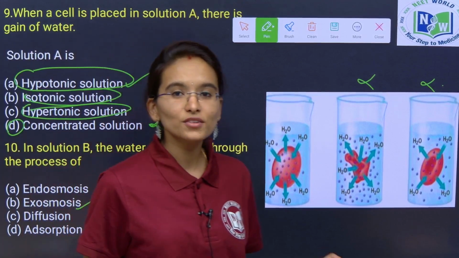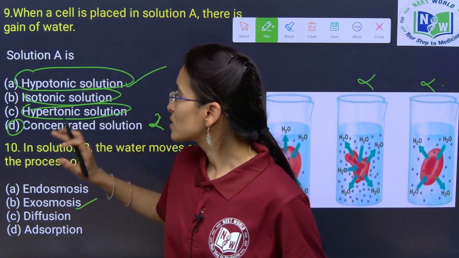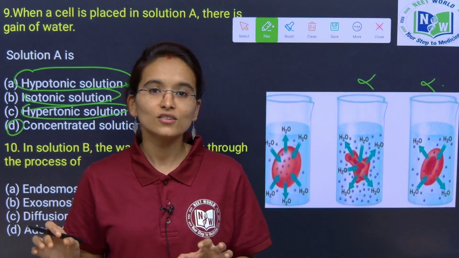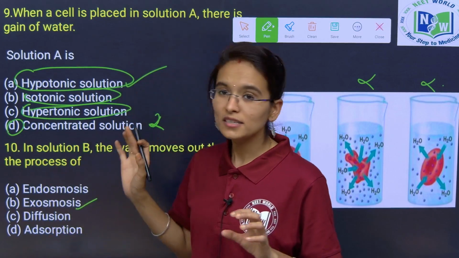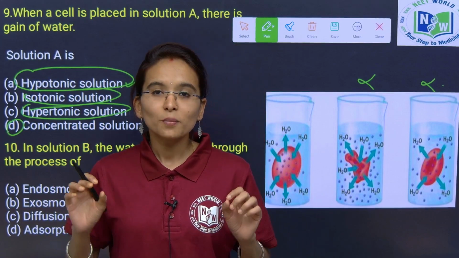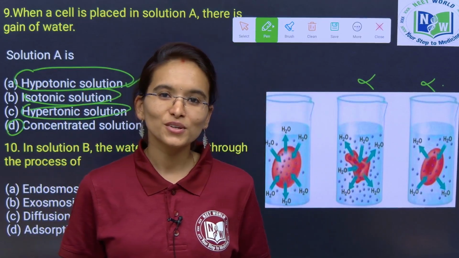Clear, children? Clear with the concept? Clear with all the most important case study questions? These types of solutions, isotonic, hypotonic and hypertonic, are very important concepts. Next, coming towards the plasma membrane structure, that is also most important. So please keep practicing all these questions. Hope this session is useful to you. Thank you.